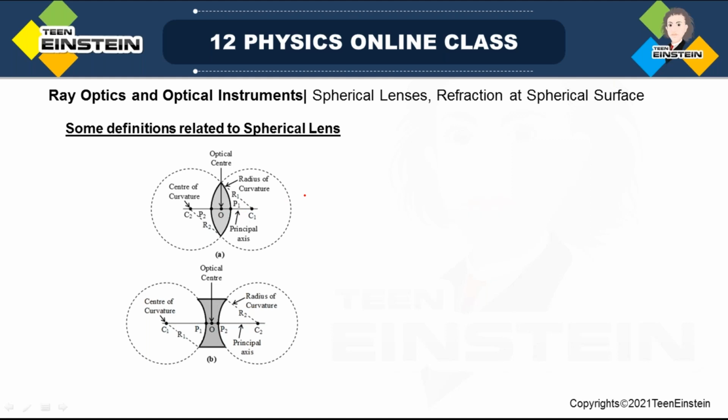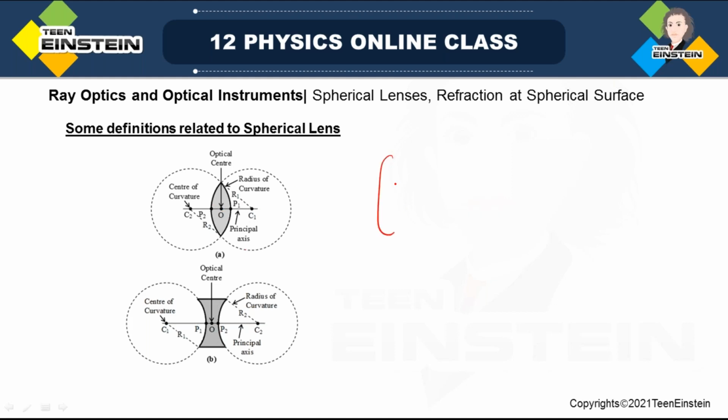According to sign convention, which we'll see when I teach you sign convention, it is very similar to the sign convention you have learned in the case of mirrors. So one surface will have a positive radius of curvature, and another surface will have a negative radius of curvature according to our sign convention.